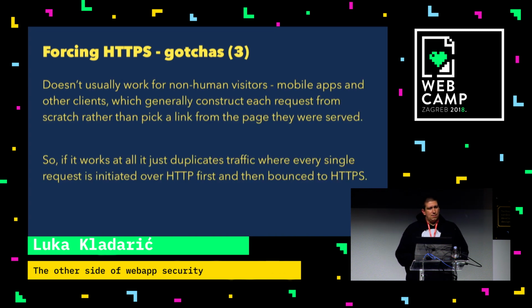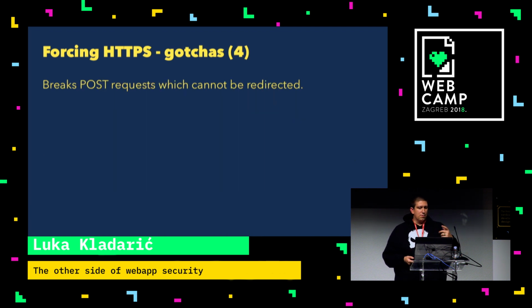And upgrading to HTTPS doesn't work for non-human visitors. Mobile apps and other clients, libraries, and so on will not connect to you, get upgraded to HTTPS, and go, okay, I guess I should be using HTTPS from now on. They're going to be constructing links to connect to you every time from scratch. So if they're connecting to HTTP, first of all, you're duplicating every single request, because they go over HTTP, you stop, go to HTTPS, they follow the redirect, you do the thing, and then the next request is just going to be over plaintext HTTP. So you're leaking every single request. You're encrypting the responses, but at the point of the request it's already exposed. So also it breaks POST requests that cannot be replayed easily.